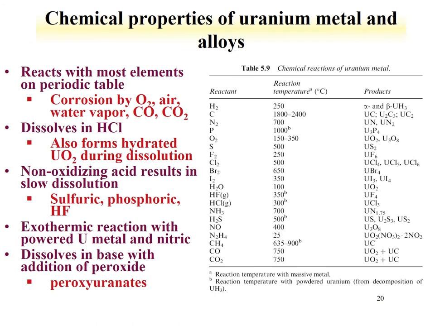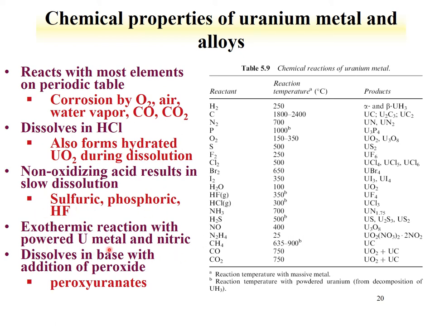The chemical properties of uranium metal and its alloys are listed here. Uranium metal reacts, you can form alloys or intermetallics with a lot of the elements on the periodic table. The metal itself can be corroded by air, water, even under elevated temperature with carbon monoxide. This often means that if you store uranium metal, you store it under oil, so it prevents air interactions. The metal dissolves in HCl, and non-oxidizing acids can result in slow dissolution.